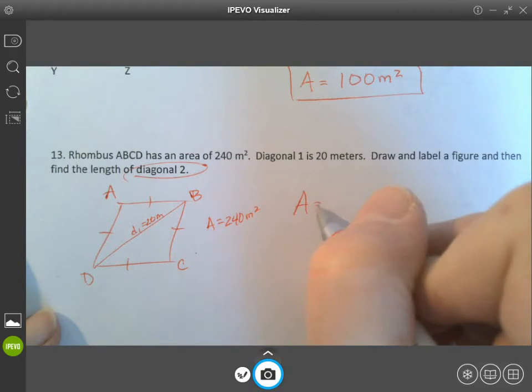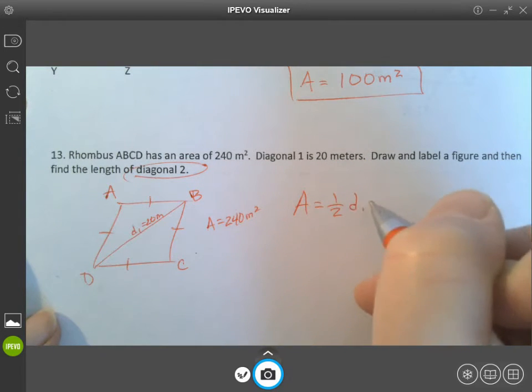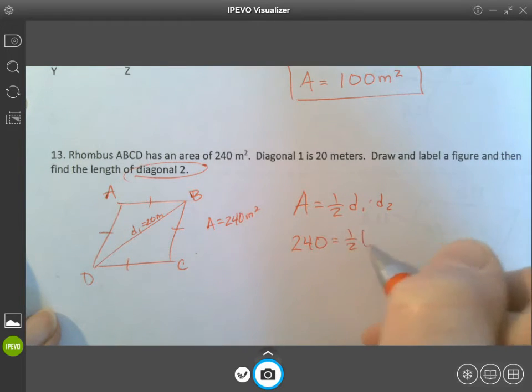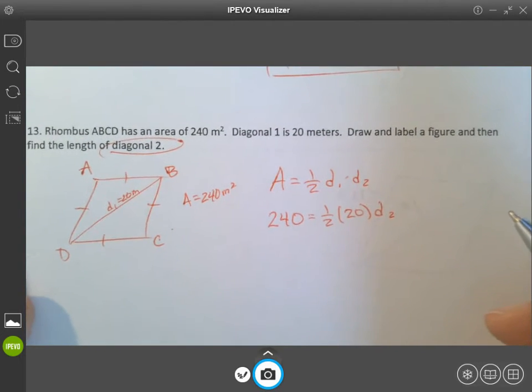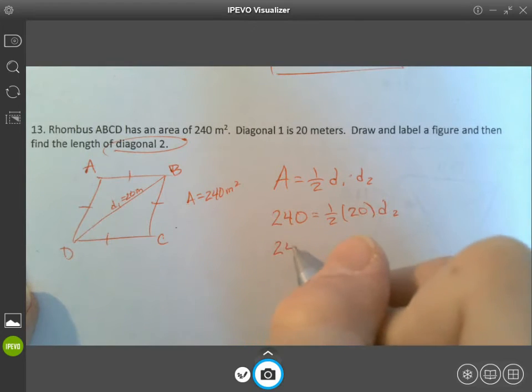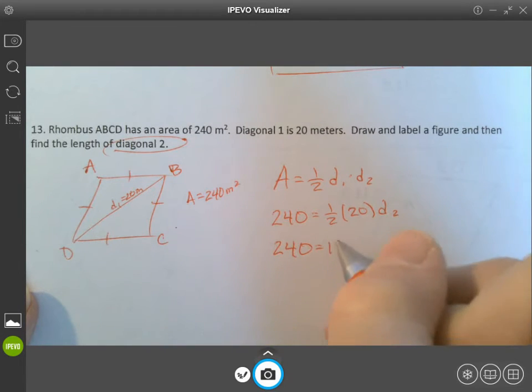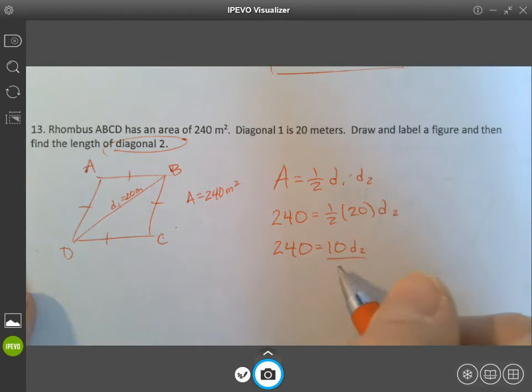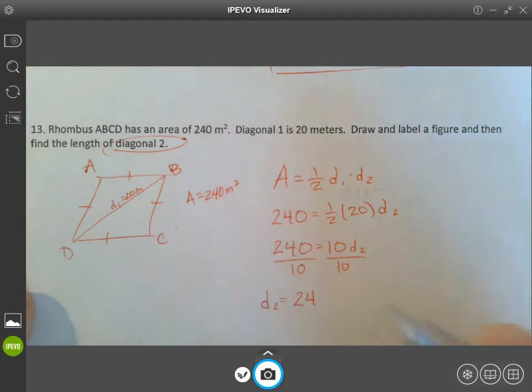All right, well, if area equals 1/2 D1 times D2, I know the area is 240. I'm working backwards. That is half of diagonal 1 times diagonal 2. So we're doing some algebra here. 240 equals 1/2 of 20, which is 10. And then how do I get D2 by itself? So D2 is diagonal 2. It's not a square. Divide both sides by 10. And what do I get? 24. 24 what?